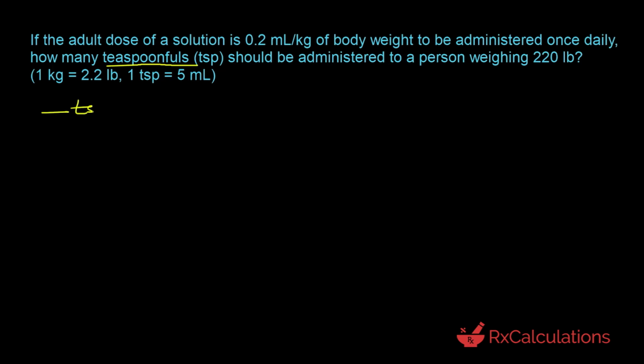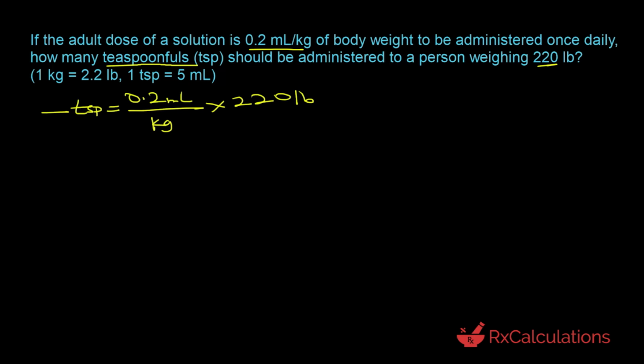So we have teaspoon, and this is going to be equal to the given quantity, which in this instance is going to be the 0.2 milliliters per kilogram. So we have 0.2 milliliters per kilogram. You're going to multiply this by the patient's weight, which is 220 pounds. So multiply by 220 pounds.